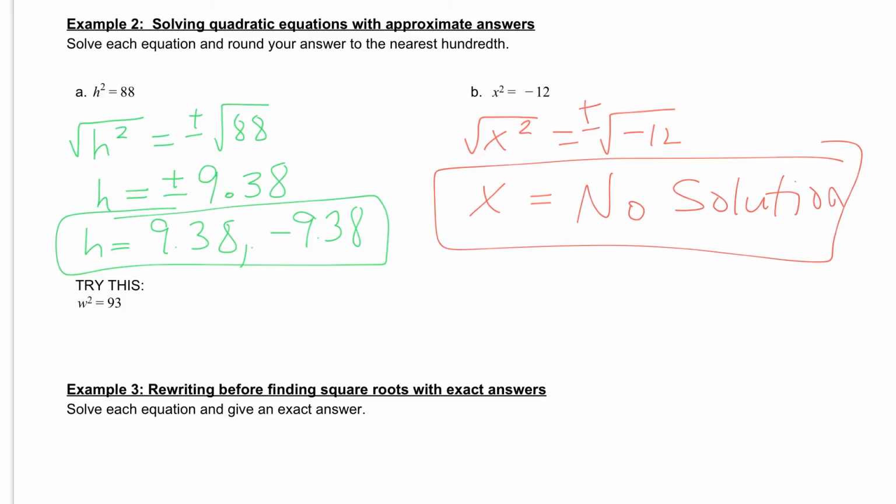Now I'd like you to take a second and do the try this. So pause it now, unpause it when you're ready to check your answer. If you did the try this correctly, you should have gotten an answer of plus or minus 9.64. If you have questions, please let me know.